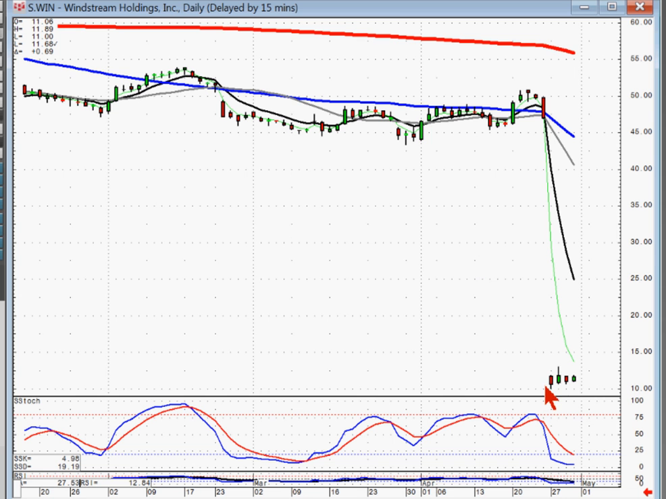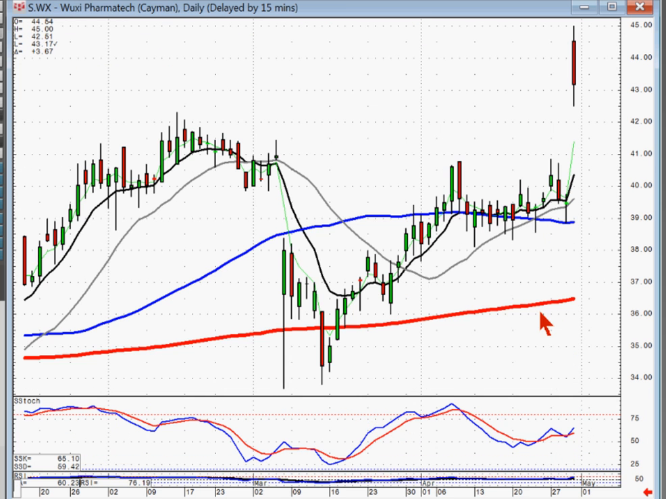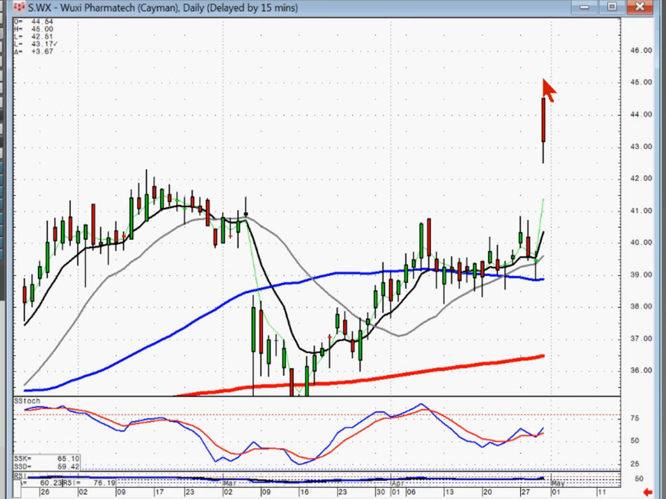The win gapped up and has been trading positive. Same thing with WX. They've gapped this one up off a doji. So what do you want to do? You want to wait to see when the profit taking is over and they start this up. That's when you want to start buying.